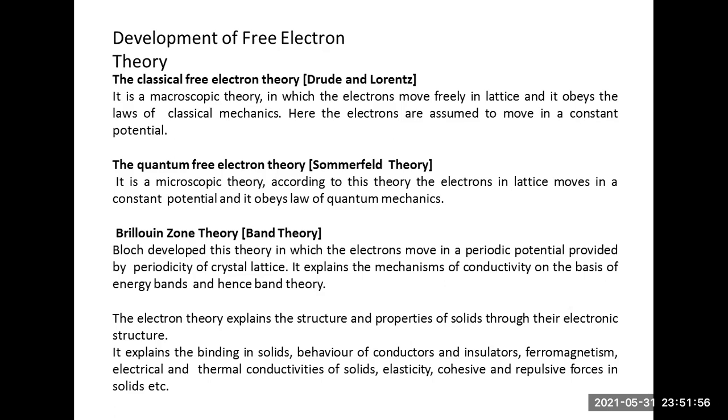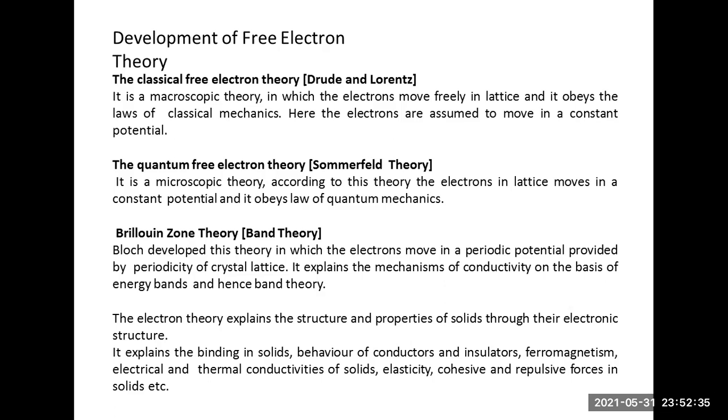So when we say macroscopic theory, it means that we are talking about things in general, right? What is actually this macroscopic theory? It is a theory in which the electrons move freely in the lattice, obeying the basic laws of classical mechanics. And here we can say that electrons move in a constant potential. So what is this actually, constant potential?